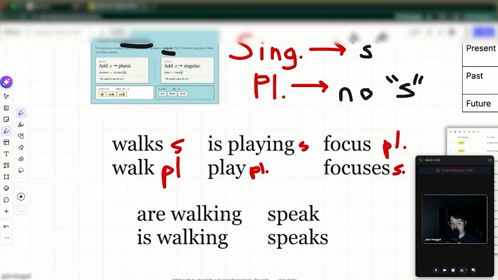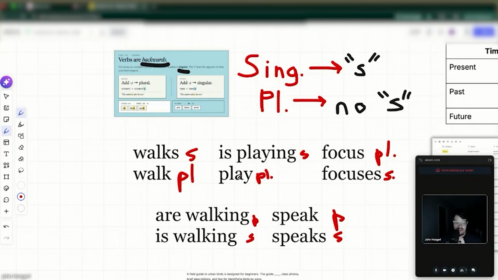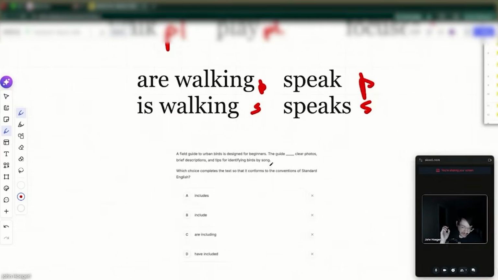"Are walking" and "is walking," pretty simple. "Is" has S, so singular. "Are" has no S, so plural. "Speak," S, and then plural. So pretty simple there. And as I said before, we always have to make sure that you're matching up the right noun to the right verb. So let's get some examples here.